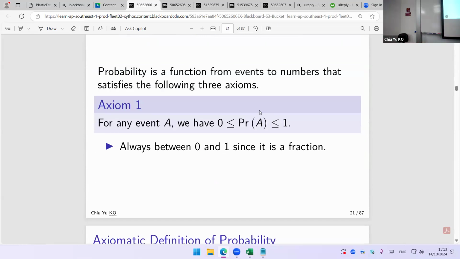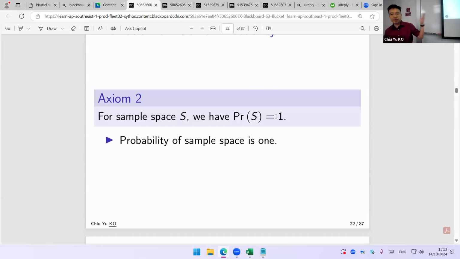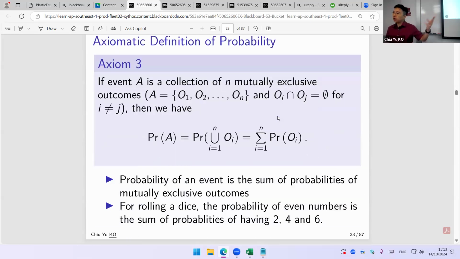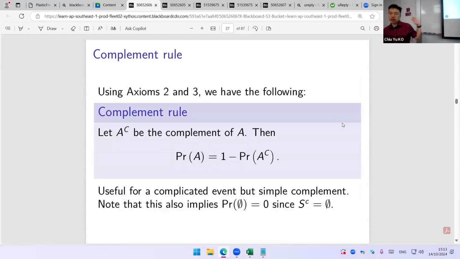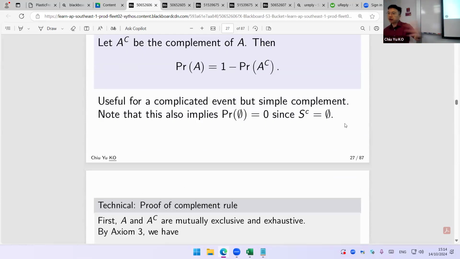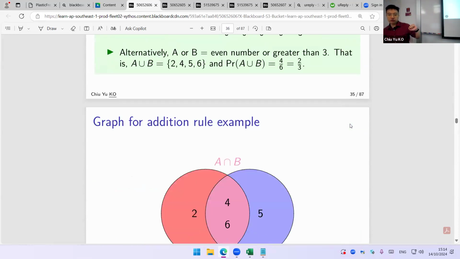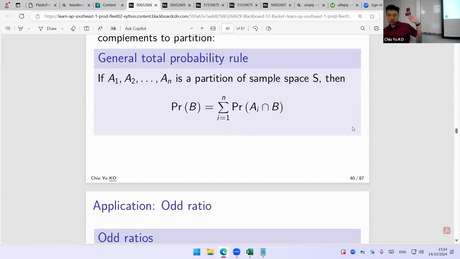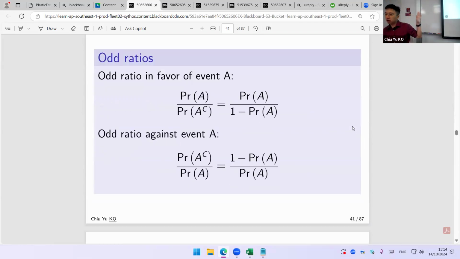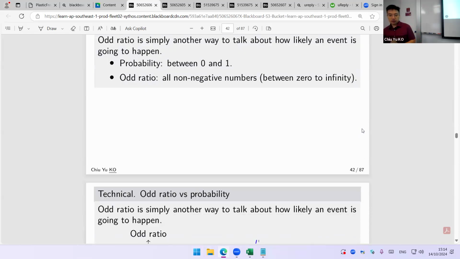So there are 3 axioms we need. Axiom 1 says any probability is between 0 and 1. Axiom 2 is the sample space has probability 1. Axiom 3 we have used all the time: if mutually exclusive, the probability of the whole is the sum of the probabilities of the parts. You add them up, it's fine. And based on this, we have many rules. The complement rule, which you used today: area left to right sums to 1. We also have the addition rule, the probability rules, and the odds ratio we defined. Remember, odds is an alternative definition of probability from the old days, but it goes from 0 to infinity.